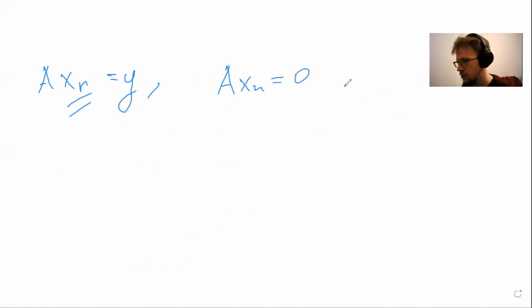So let's say you have, again, A Xr equals Y. This is an element of the row space. Let's just say by definition, it is an element of the row space. Okay, and let's say you have A Xn equal to 0. So Xn is by definition, again, an element of the null space.